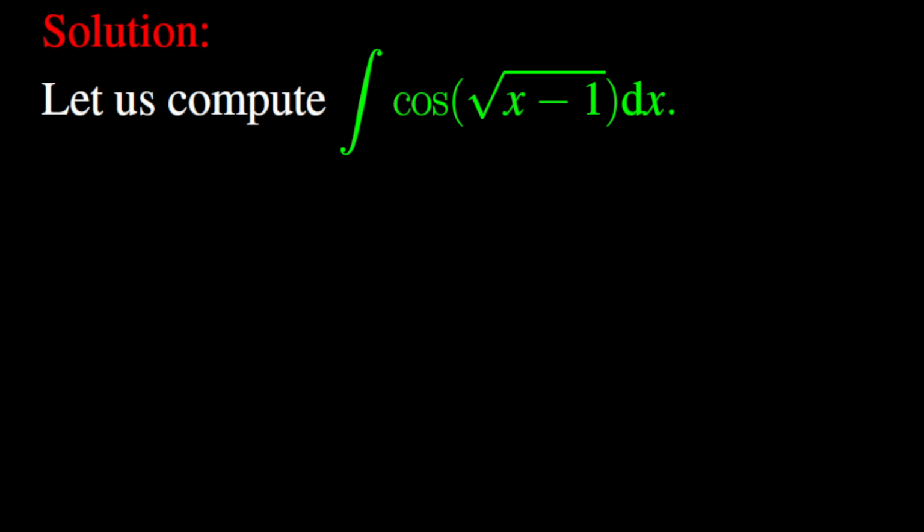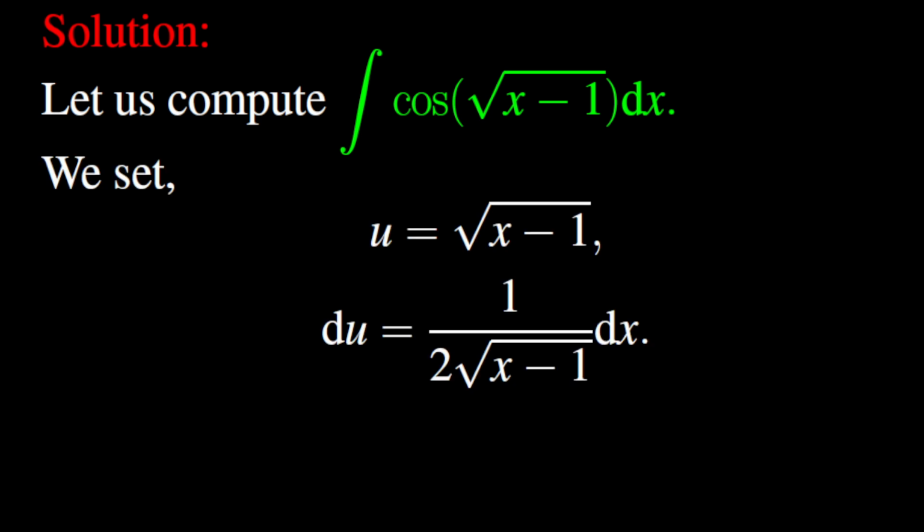When we look carefully at the function cosine of square root of x minus 1, the first thing that comes to mind is that this function is a composition of two functions, the cosine function and the square root function. This implies that we should first start with the u substitution method. It is evident that the natural choice for u should be the inner function. Thus, u should be square root of x minus 1.